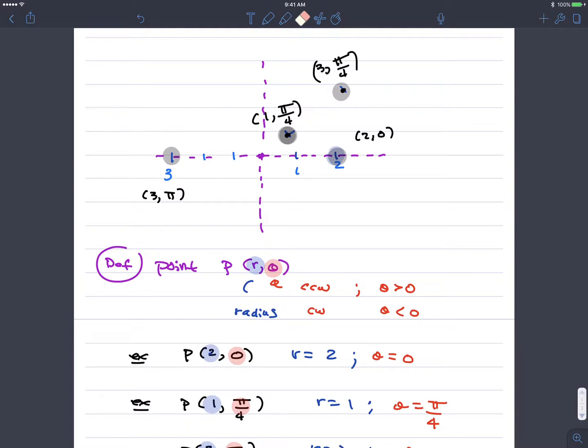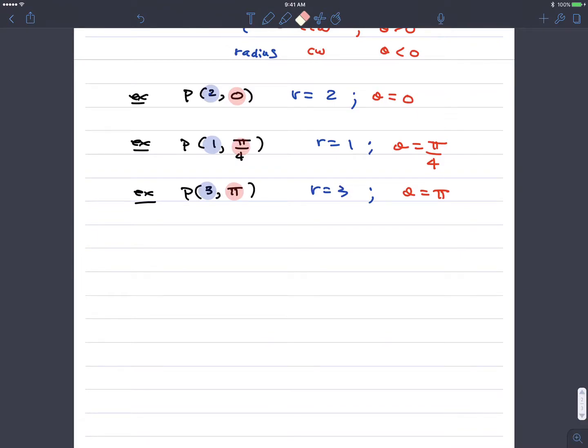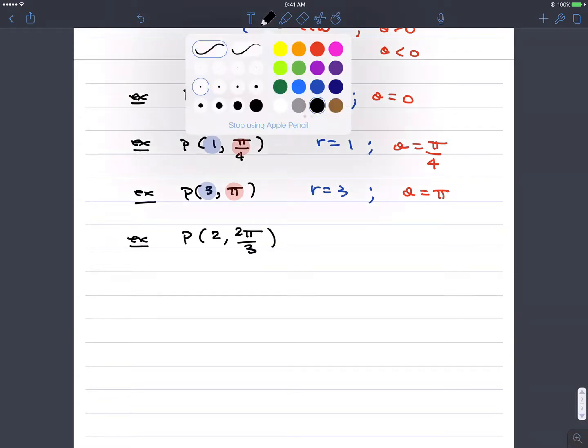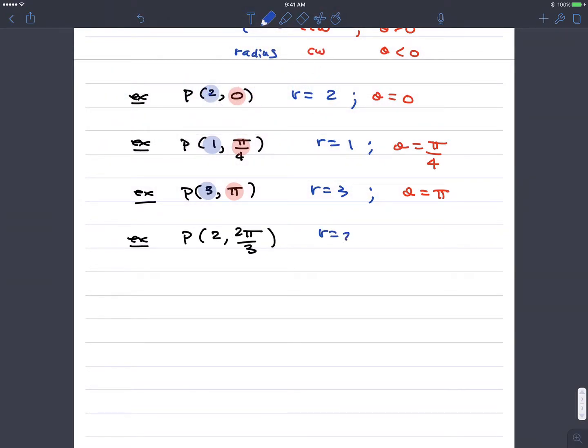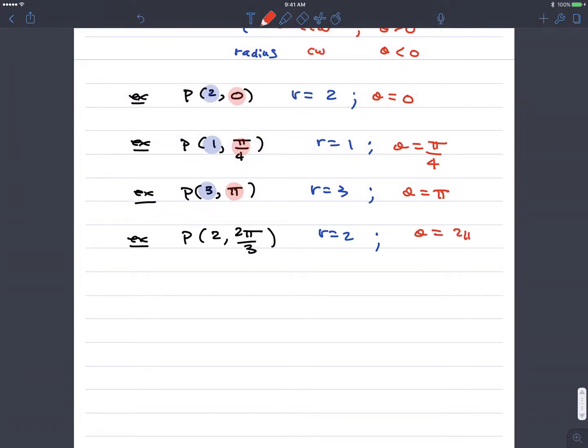Let's continue. We're going to plot points. Today it's really good for us to learn this because we're going to use this technique in the future. So here's another example. Let's plot 2 again. And this time, where would this angle be? How about if I told you guys, where's 2 pi over 3? So my radius here is 2. The angle here will be 2 pi over 3.